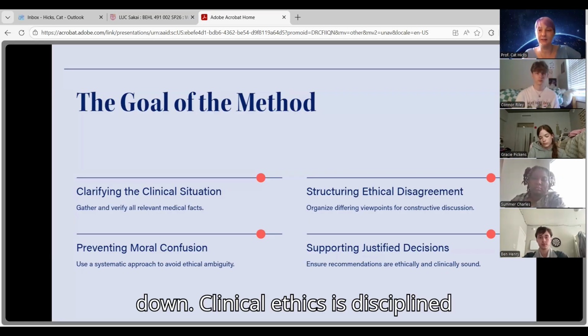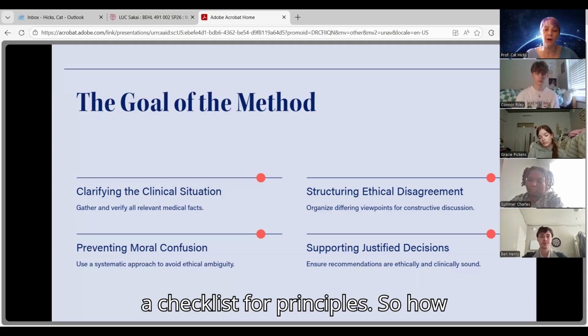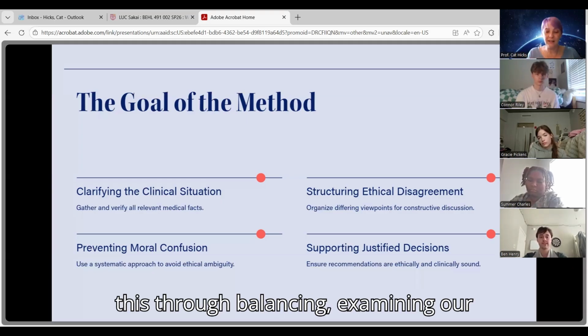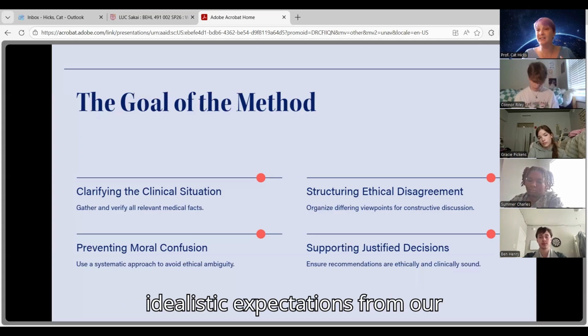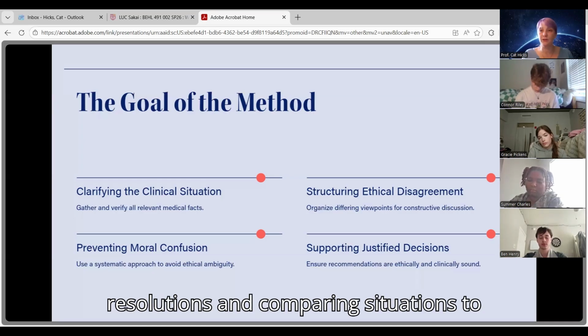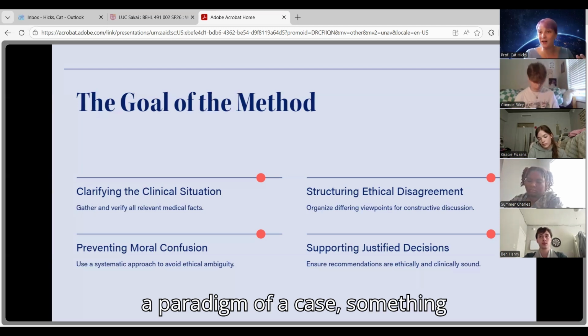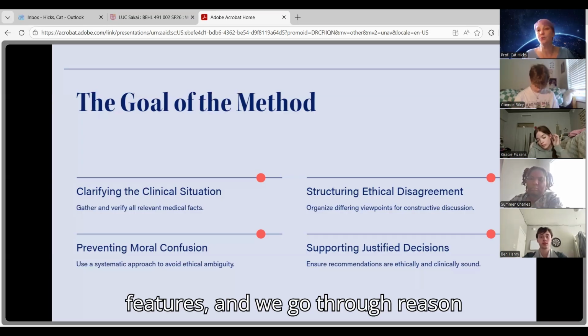Clinical ethics is disciplined moral reflection. It's not about meeting a checklist for principles. So how do we accomplish this? We do this through balancing, examining our sources of disagreement, removing idealistic expectations from our resolutions, and comparing situations to paradigmatic cases. So we take a paradigm of a case, something that's well known that has similar features, and we go through reason by analogy.